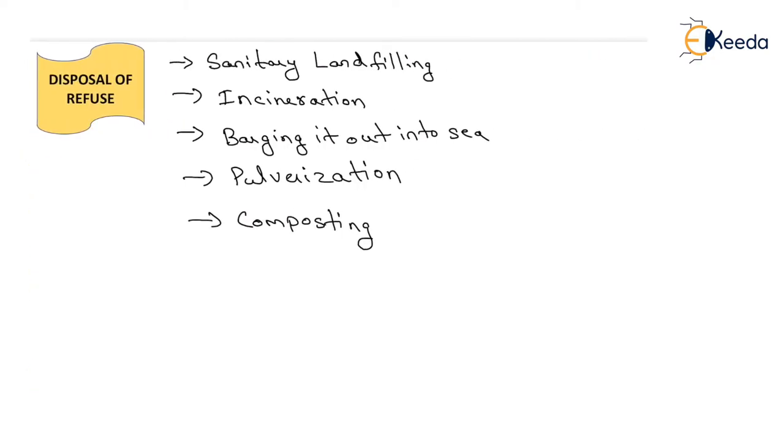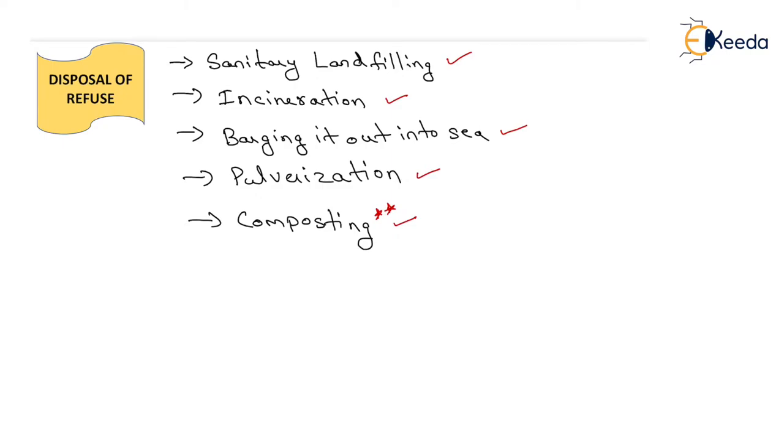Now we will discuss the disposal of refuse. There are 5 methods of disposal of refuse. First one is the sanitary landfilling. Next one is the incineration. Another one is barging it out into sea. Next one is the pulverization. And the last one is composting, which is the most important method of disposal of refuse. Now we will see each and every method in detail.